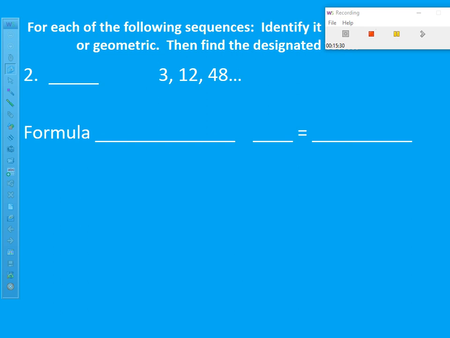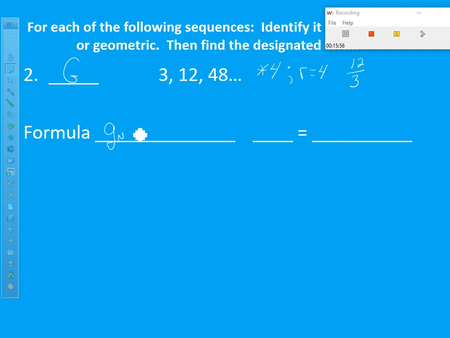From term to term to term, it looks like I'm multiplying by 4. That means my R value is 4. Remember the other way to get your R value? Your second term divided by your first term. Be happy when it's geometric because your formulas can't be simplified.